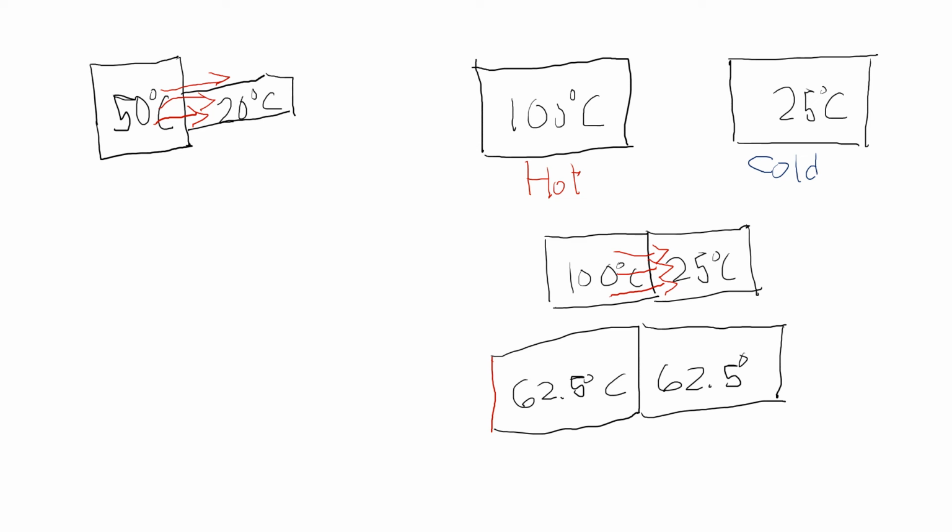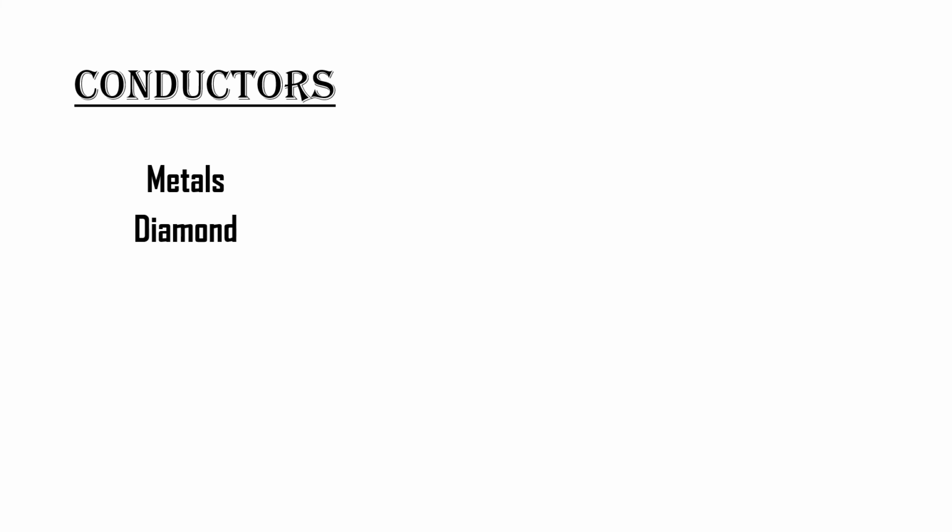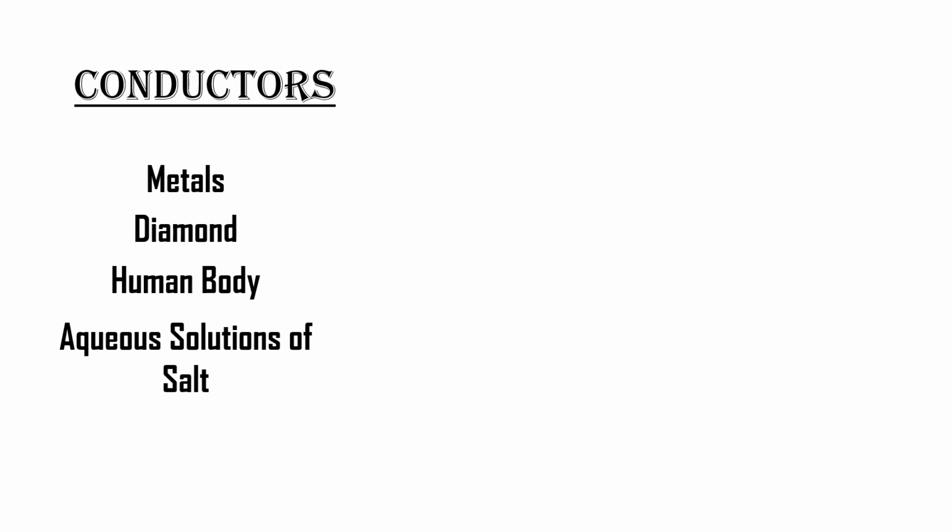Now that you already understand the concept of thermal equilibrium and conduction, it is also important that you understand things about conductors and insulators. First, let's have conductors. Conductors are any material or object that allows the transfer of energy easily. Examples of conductors are metals, diamonds, the human body, and even aqueous solutions of salt.